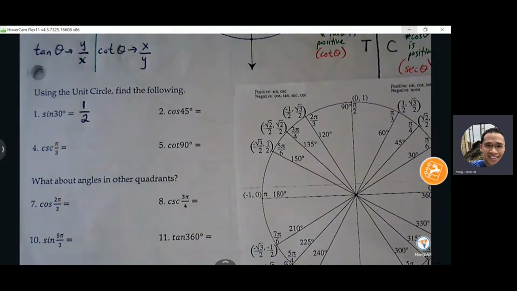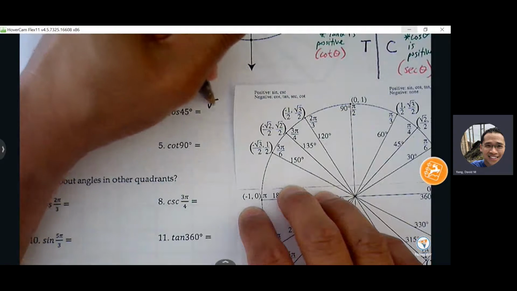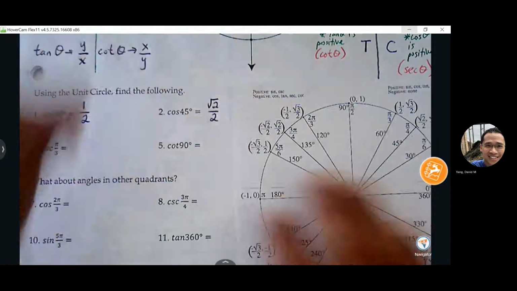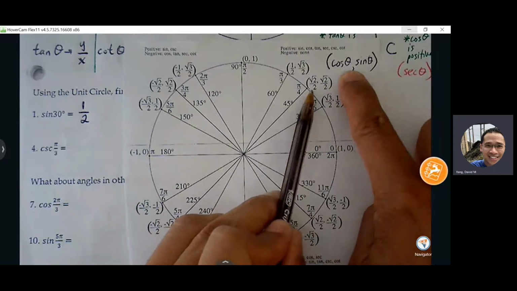Number 2, cosine of 45 degrees. Yeah, √2/2. Cosine is the x value, so cosine of 45 degrees is √2/2.